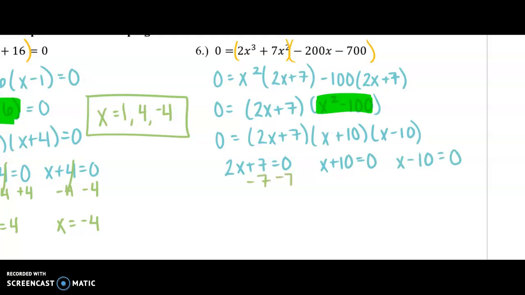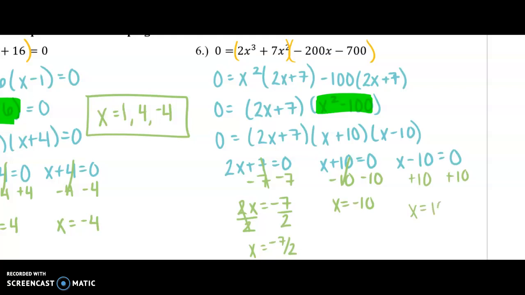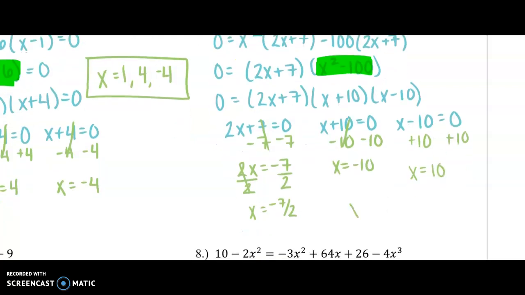So I subtract 7 from both sides. 2x is equal to -7. Divide by 2. So x is equal to -7 halves. Subtract 10 from both sides. X is equal to -10. Add 10 to both sides. So x is equal to +10. So my answer here would be x is equal to -7 halves, -10, and 10.